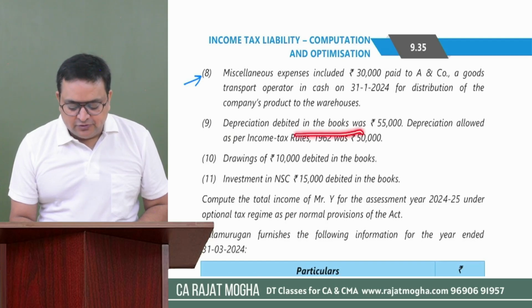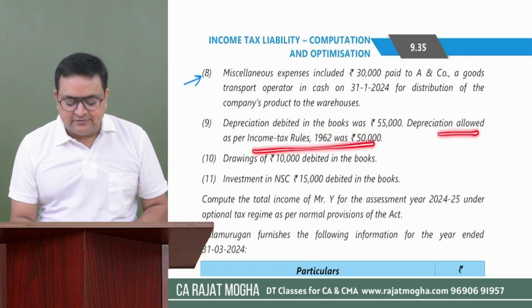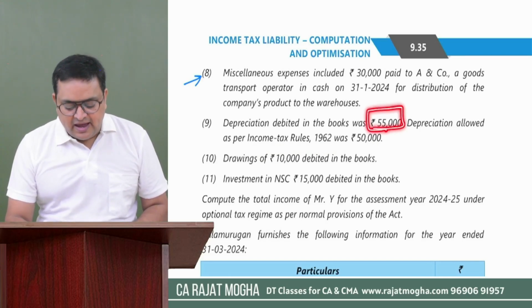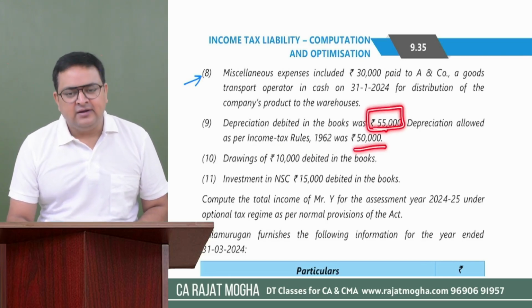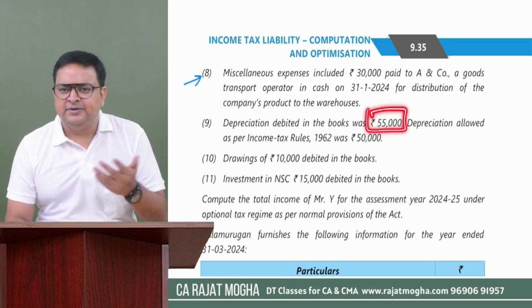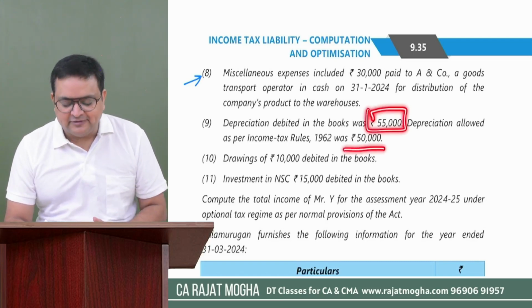Depreciation debited in the books was 55,000. Depreciation allowed as per income tax rules is 50,000. So they have debited 55,000 and you have to allow only 50,000. Either you can disallow this 55,000, because this is as per books of accounts, and you have to allow as per the Income Tax Act.